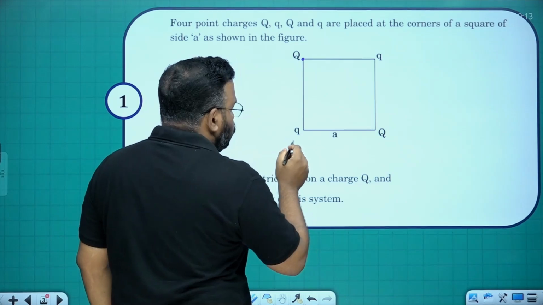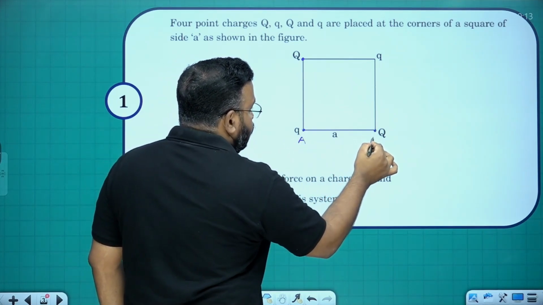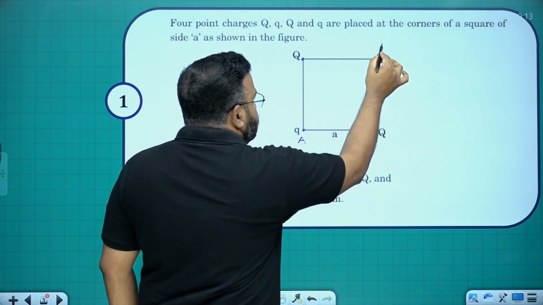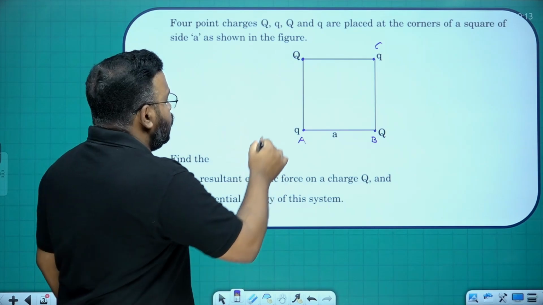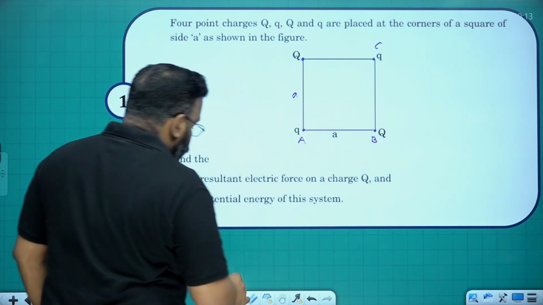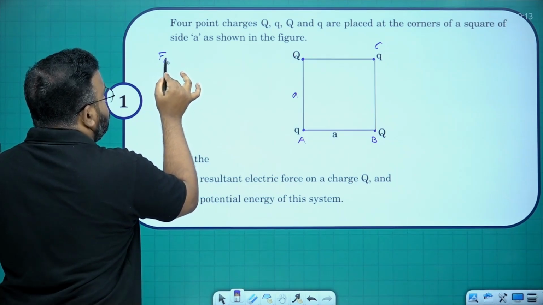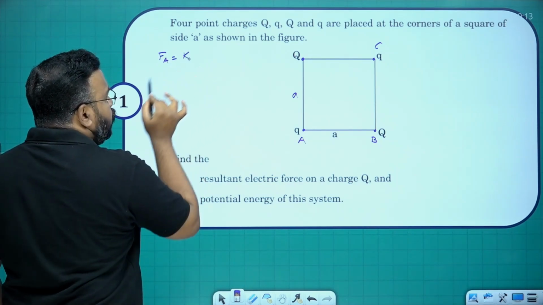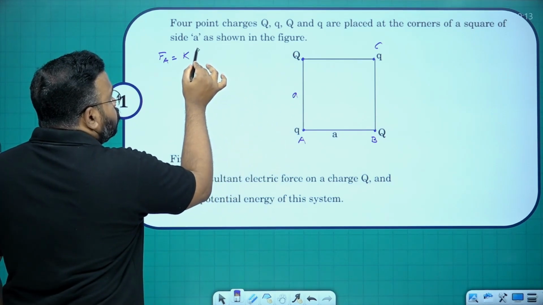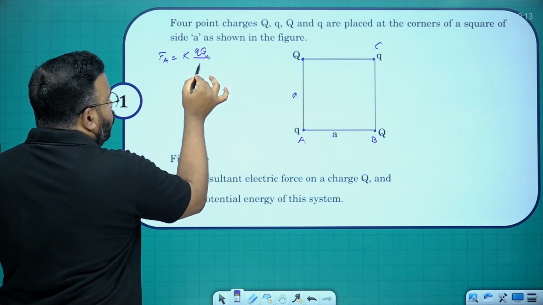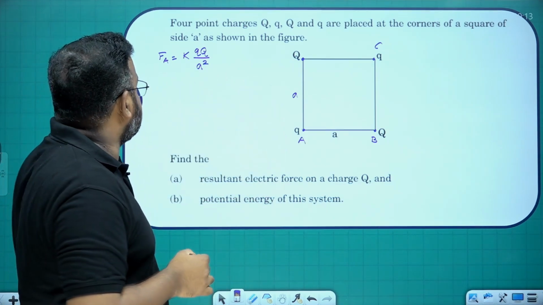So let me name these positions: this point I am going to take as A, this point B, and this point C. Due to this Q, there will be a force. Let me write that first. That force I am going to name FA. So FA is equal to K, that is 1 by 4 pi epsilon naught, which we can substitute later, K into Q1 Q2, small q, capital Q, by A square, because the side of the square is given as A.